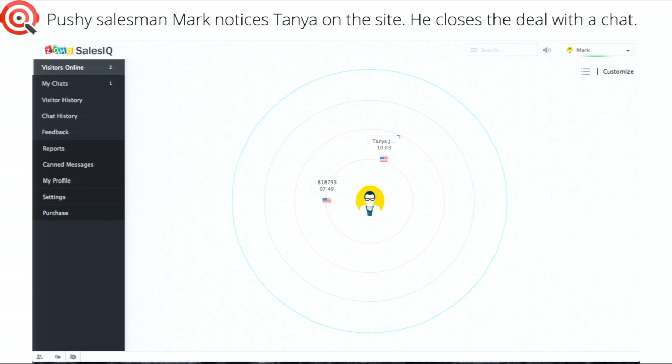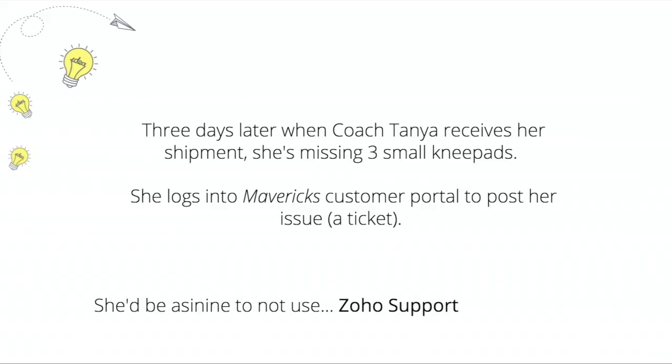So here, this is a way to actually track your visitors that come to your website. That's essentially what Zoho SalesIQ does within the context of what you know about them. So because you've dealt with this customer before, when this customer comes in, you actually see that. So he closes the deal with a chat. He knows who she is. He's dealt with her before, so he does it.